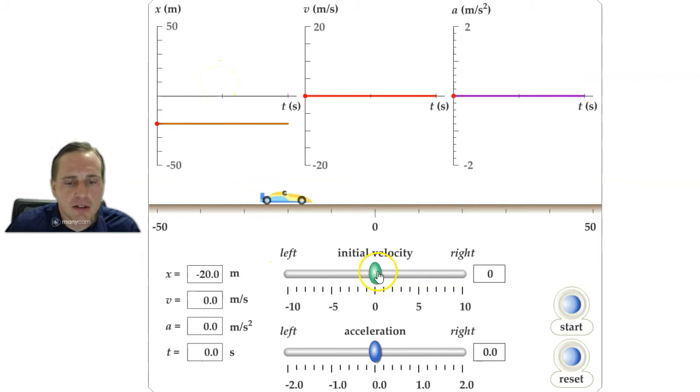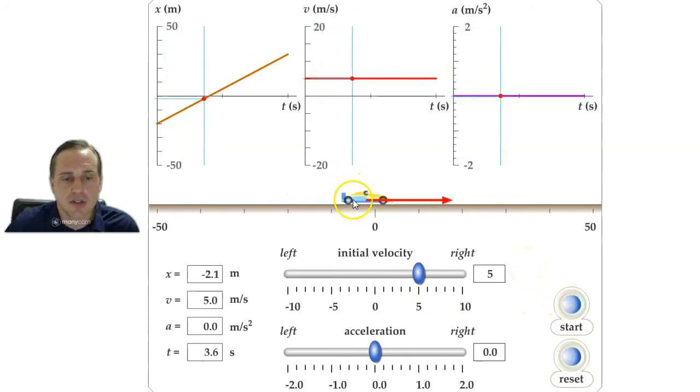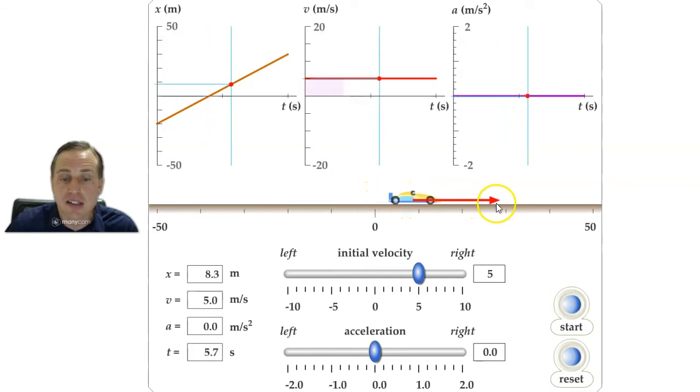But let's do something a little more interesting. Let's give this car an initial velocity, and notice that it's still starting at negative 20 meters for its initial position, but now it has a positive slope, so the derivative is positive. The velocity is a constant function. That is to say, the constant slope for the derivative produces a constant function for the velocity as a function of time. When we start this, notice that the car just proceeds at a nice constant velocity. The velocity vector stays constant.